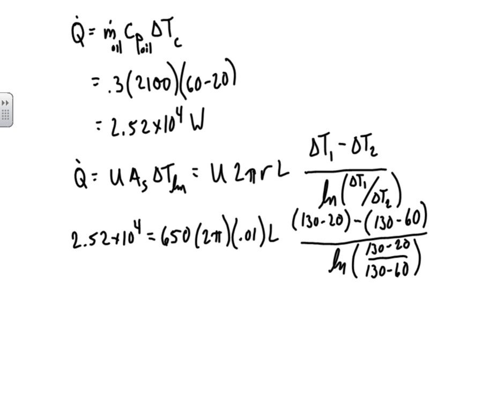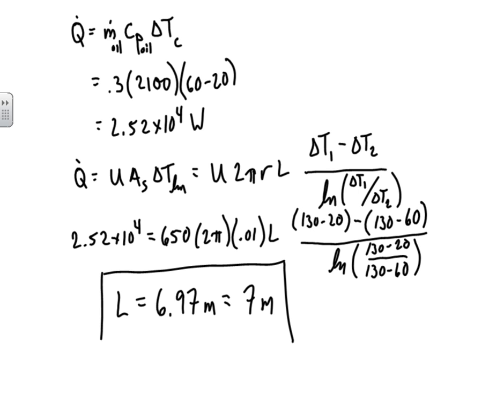So now we have one equation, one unknown. We can solve this for L, and we get that L is equal to 6.97 meters. Or we can just round that and say we need a 7-meter long double pipe heat exchanger. So we have officially sized our heat exchanger, 7 meters. And those are the two answers.